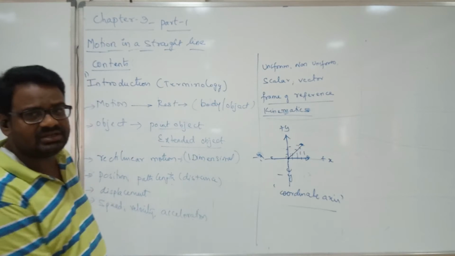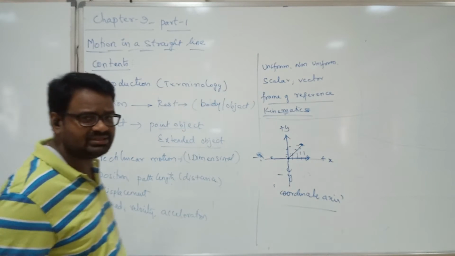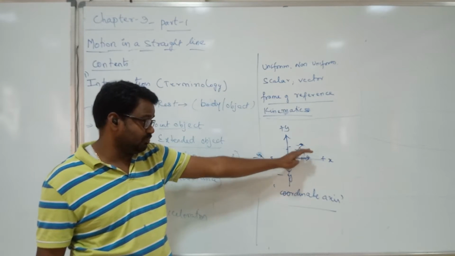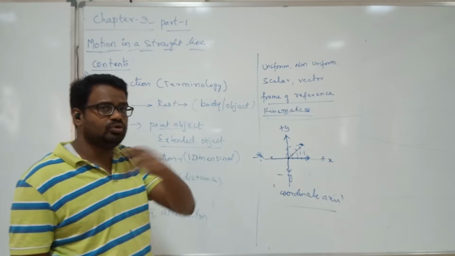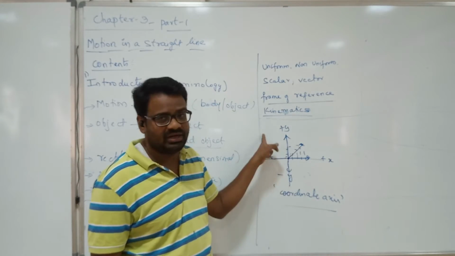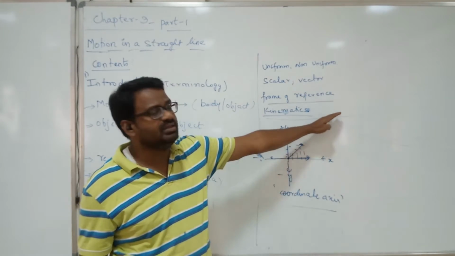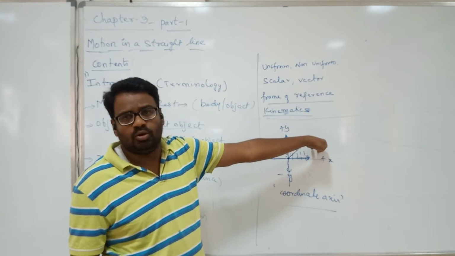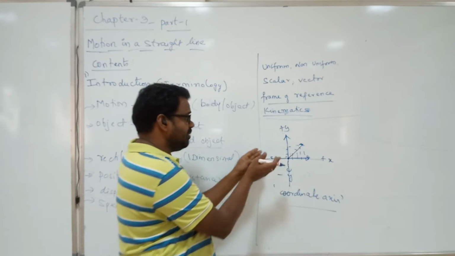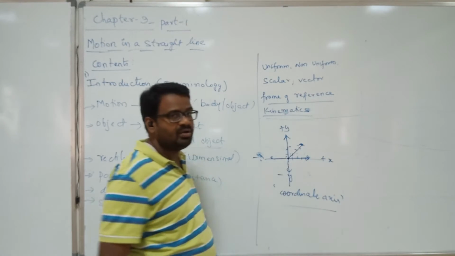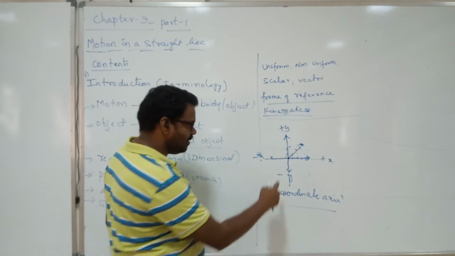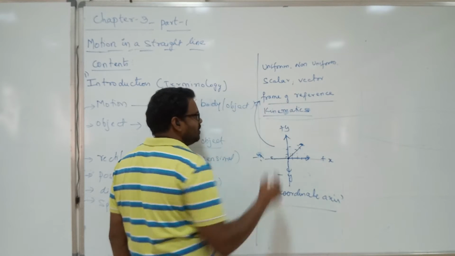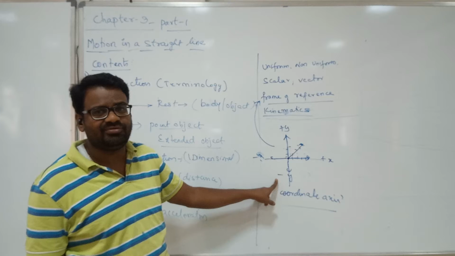Are both the coordinates x and y changing, or only x, or only y? If a body has changes in both x and y coordinates, then it should be represented in this way. But are we bothered about this now? No. But still, what happens if a body is moving like this? This kind of coordinate axis is what is called a frame of reference. This is called an imaginary frame of reference.